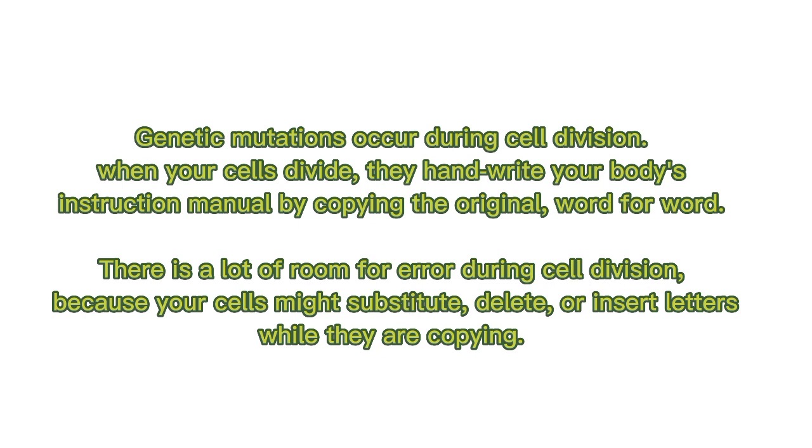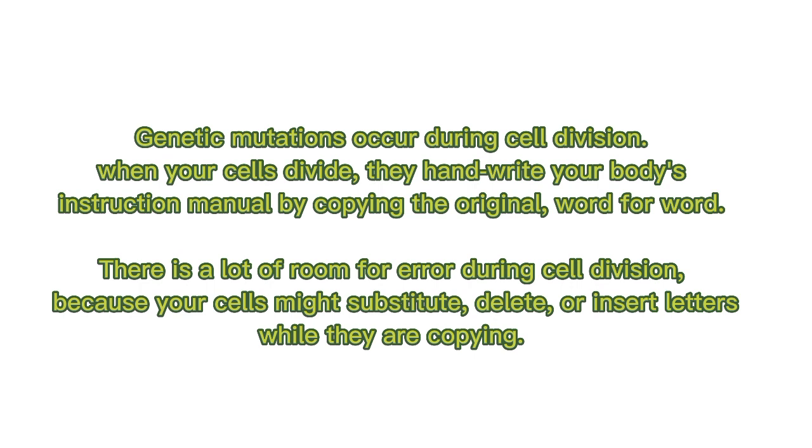These changes in your DNA sequence, called gene mutations, occur during cell division. When your cells divide, they handwrite your body's instruction manual by copying the original word for word. There is a lot of room for error during cell division because your cells might substitute, delete, or insert letters while they are copying.